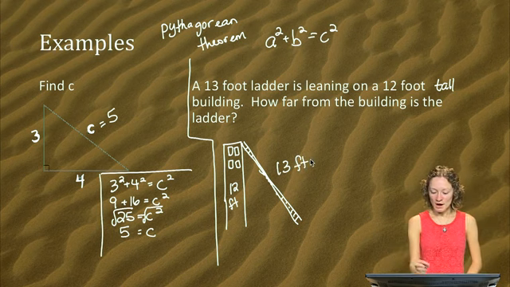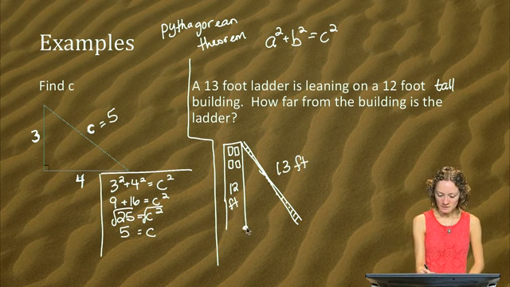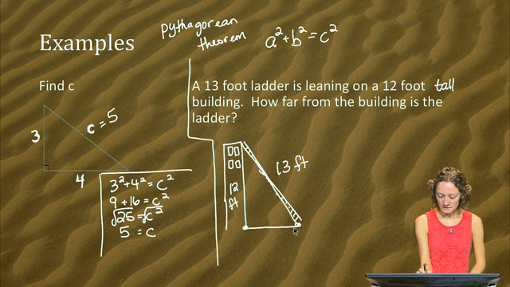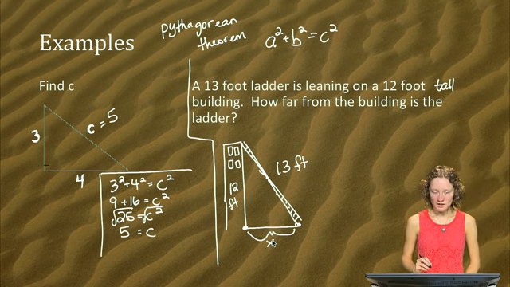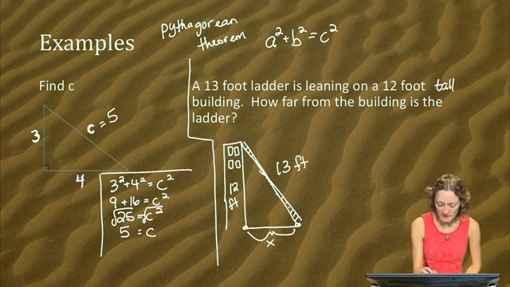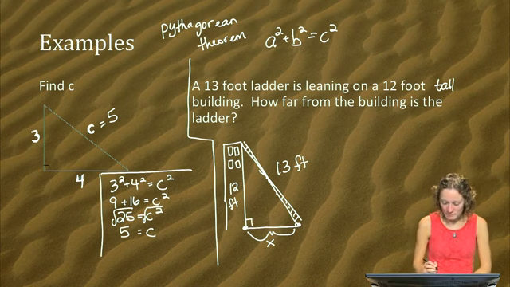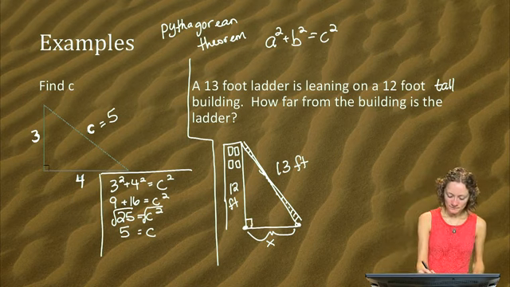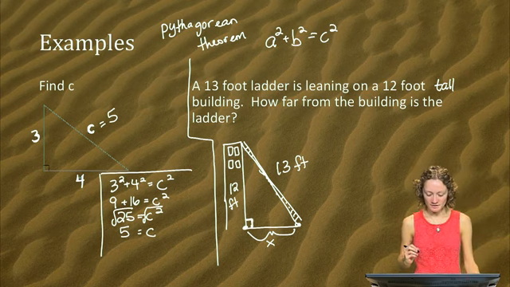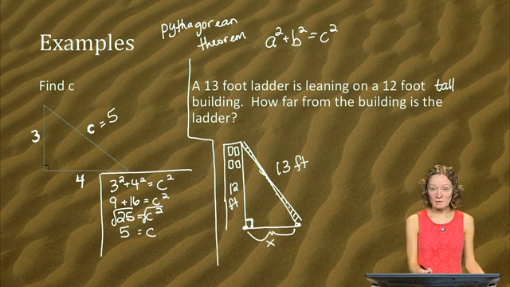And the question: how far from the building is the ladder? So this is the length we're looking for. Now, it doesn't say it explicitly, but you can assume that when a building hits the ground, it creates a right angle. You can make that assumption, at this level at least. And so this is the problem we're solving.